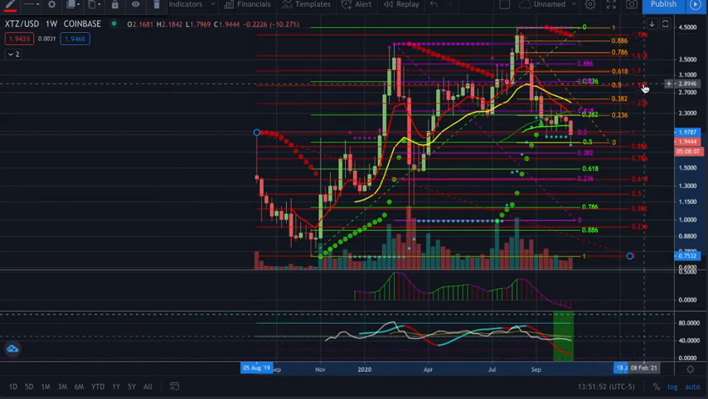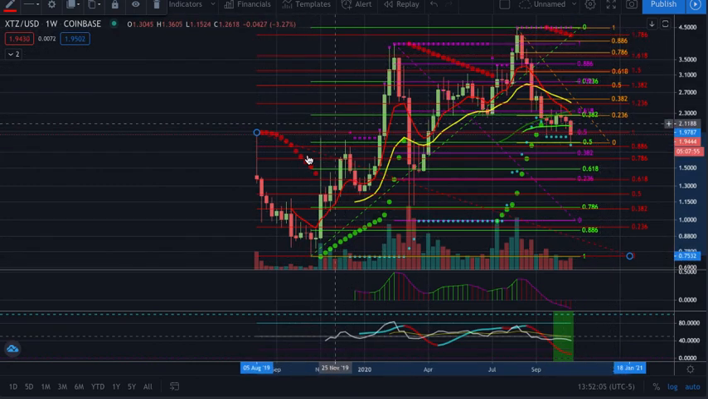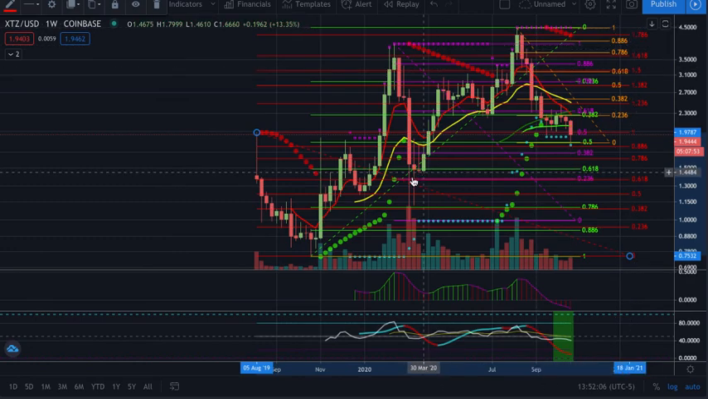So the 236, the 382, the 0.5, the 618, the 786, and then this is probably the 886 is where that wick goes to. But you'll see the actual fib extension of the 1.786 of this move right here, which is 178% of this move from there to there. So it takes out the high and then goes up another 78%, 79%, whatever. That's actually our top right here.